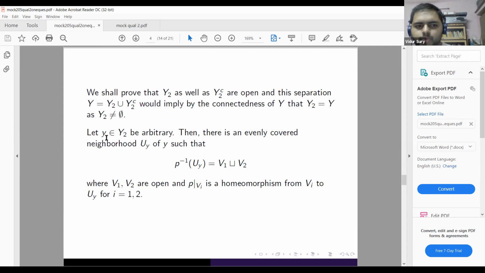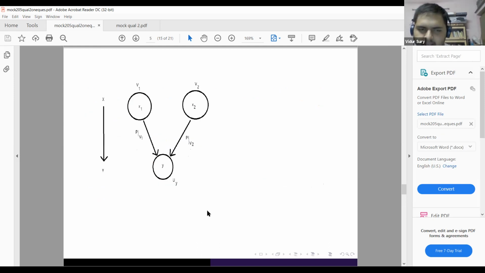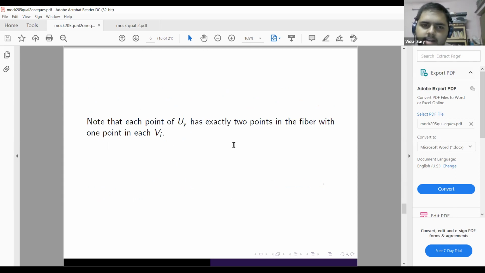Okay, so suppose we take an arbitrary y in Y2. Oh, I'm sorry, that's what we just did. So this is what we got, that since we've got a neighborhood of y for every y in Y2, Y2 is open. Okay, so this is what the covering looks like for points y in Y2, which means that they have exactly 2 pre-images. Yeah, that's what we proved.